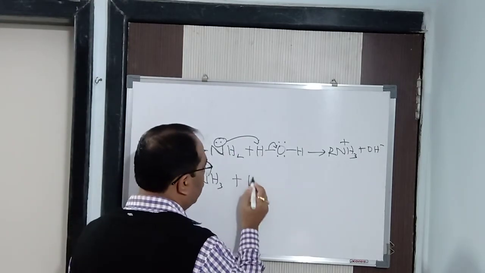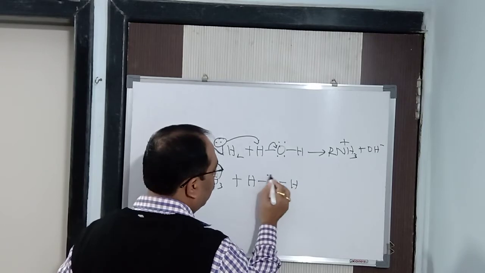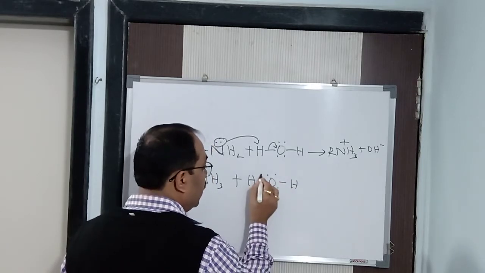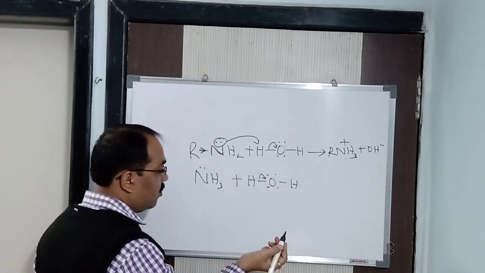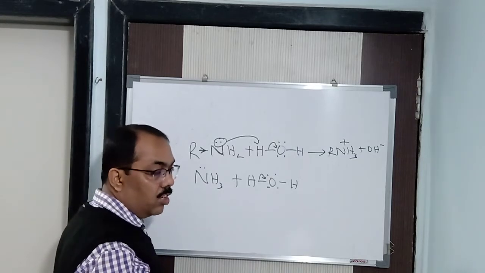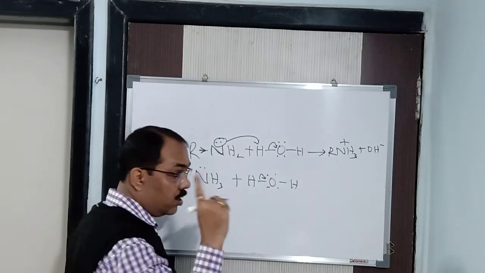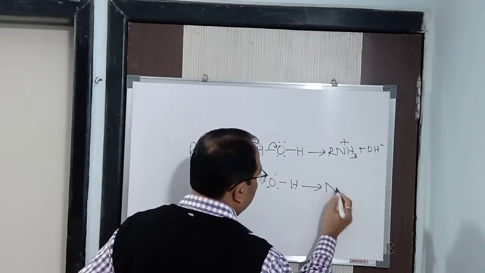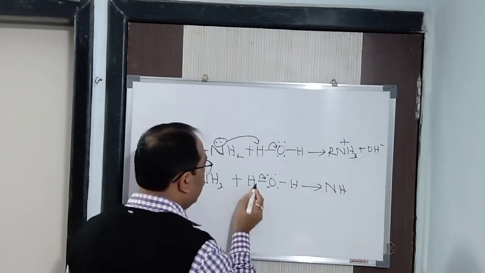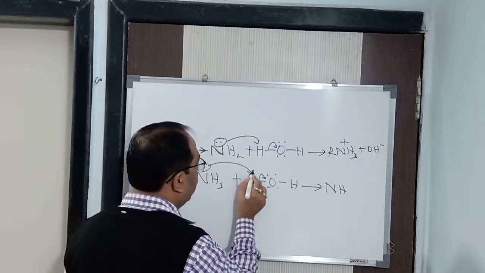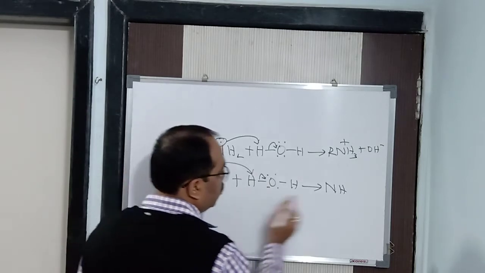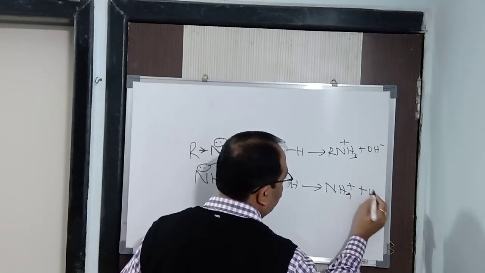Now what about here in case of ammonia? Ammonia is also highly soluble in water, no doubt about it. 702 volumes of ammonia is soluble in 1 volume of water, highly soluble. But here it forms what? NH3, this lone pair comes here. So NH3 reacts with H plus to form NH4 plus and OH minus.